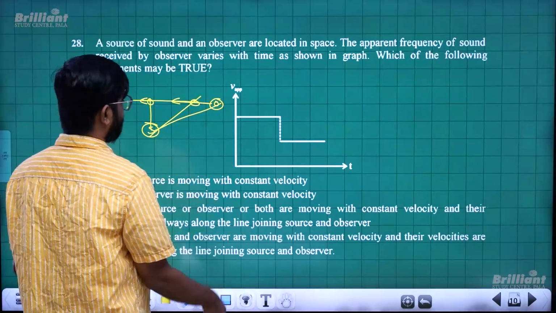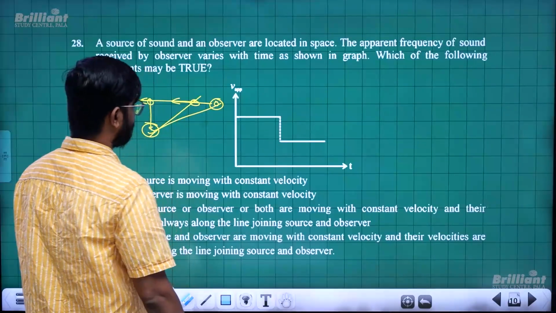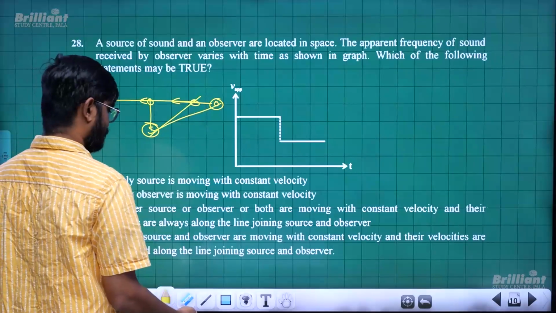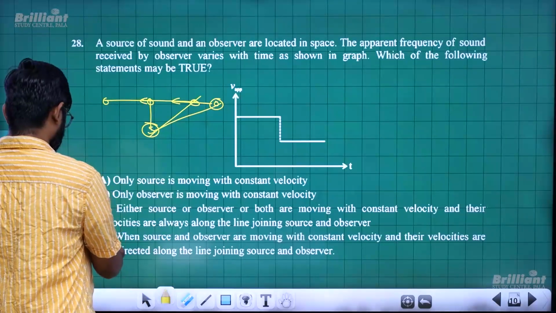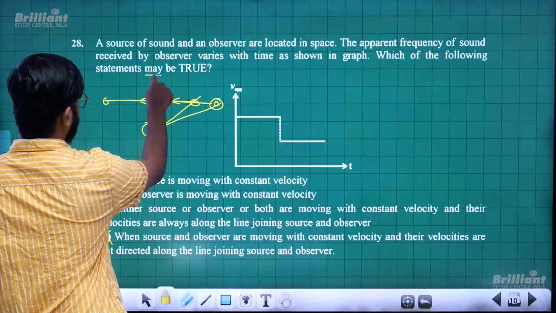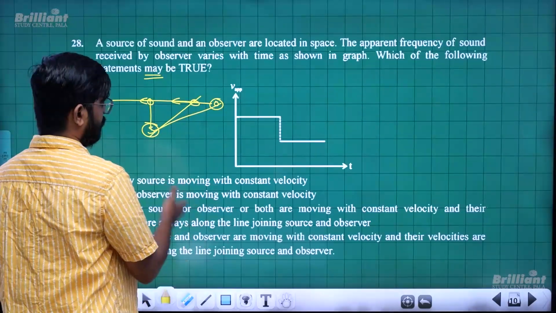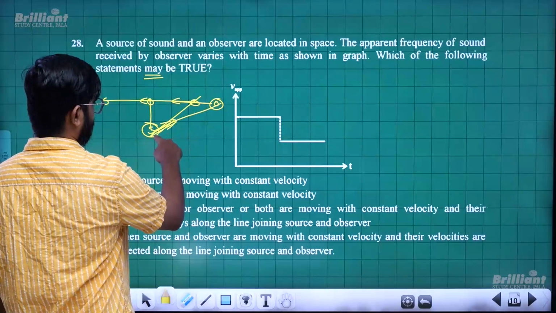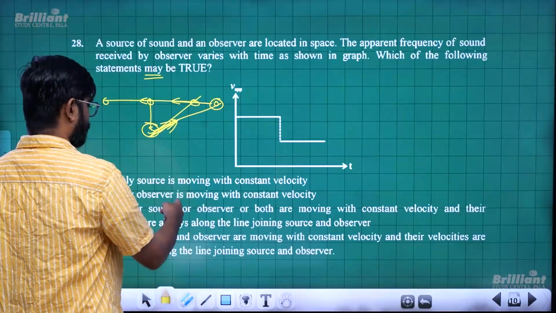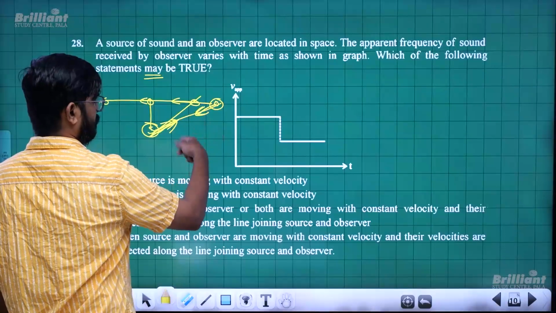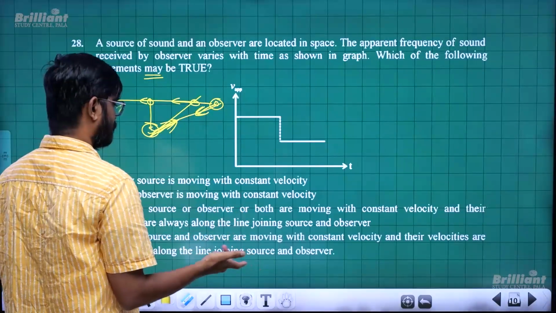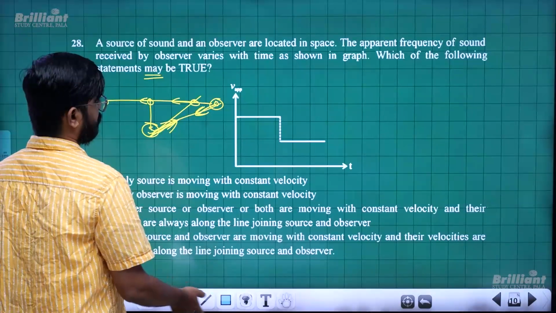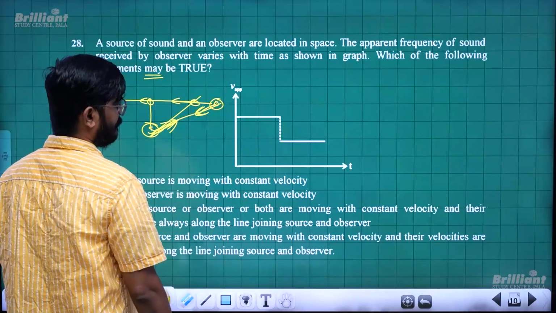So when the figure is like this, the meaning is the motion is along the same line. Once you understand the motion is along the same line, option D is going to be wrong. Remaining all may be true. If only the source is moving with a constant velocity along the line joining, or if the observer is moving in this direction alone, or both observer and source are moving with a constant velocity and their velocity is always along the line joining. The only thing you should understand is they should be along the same line joining.